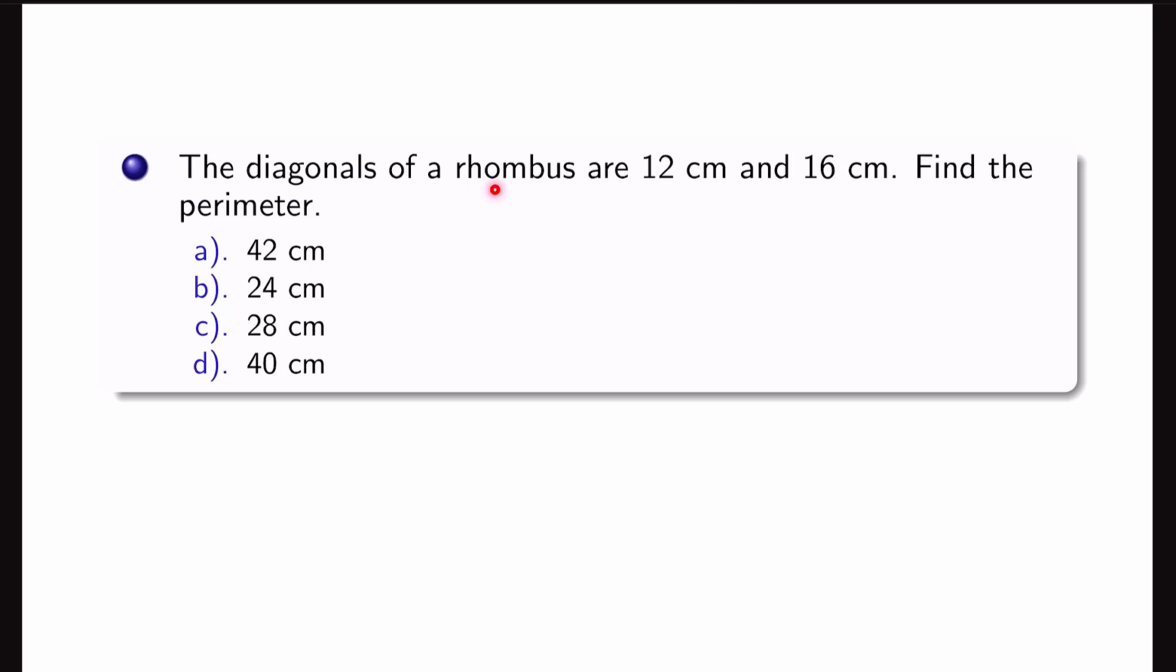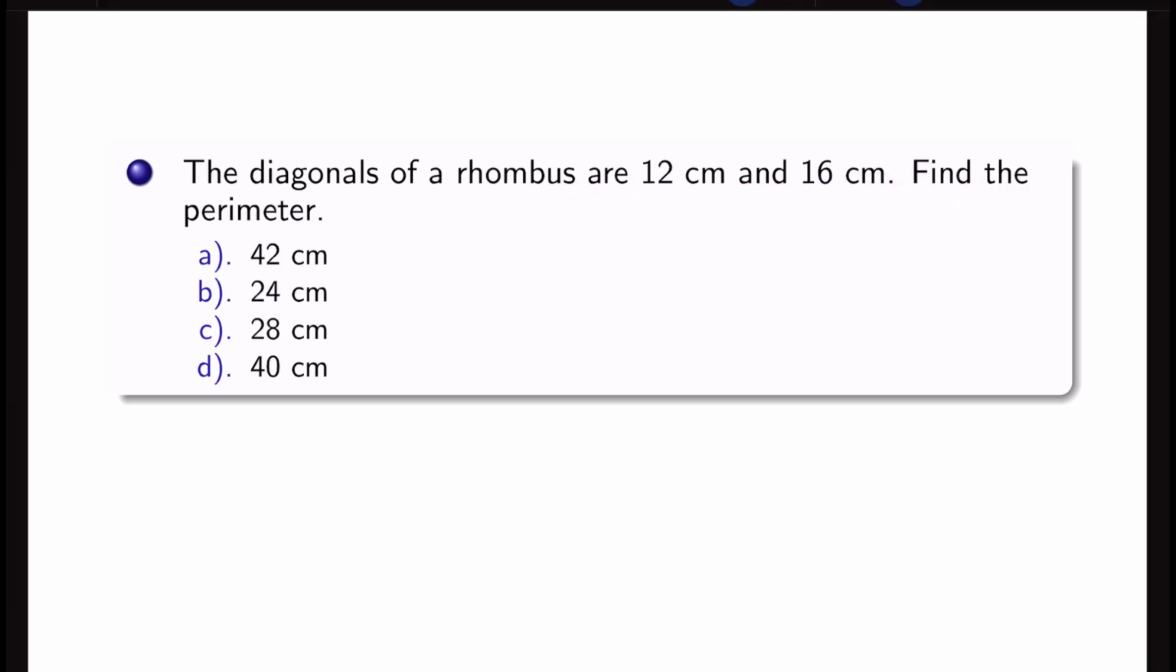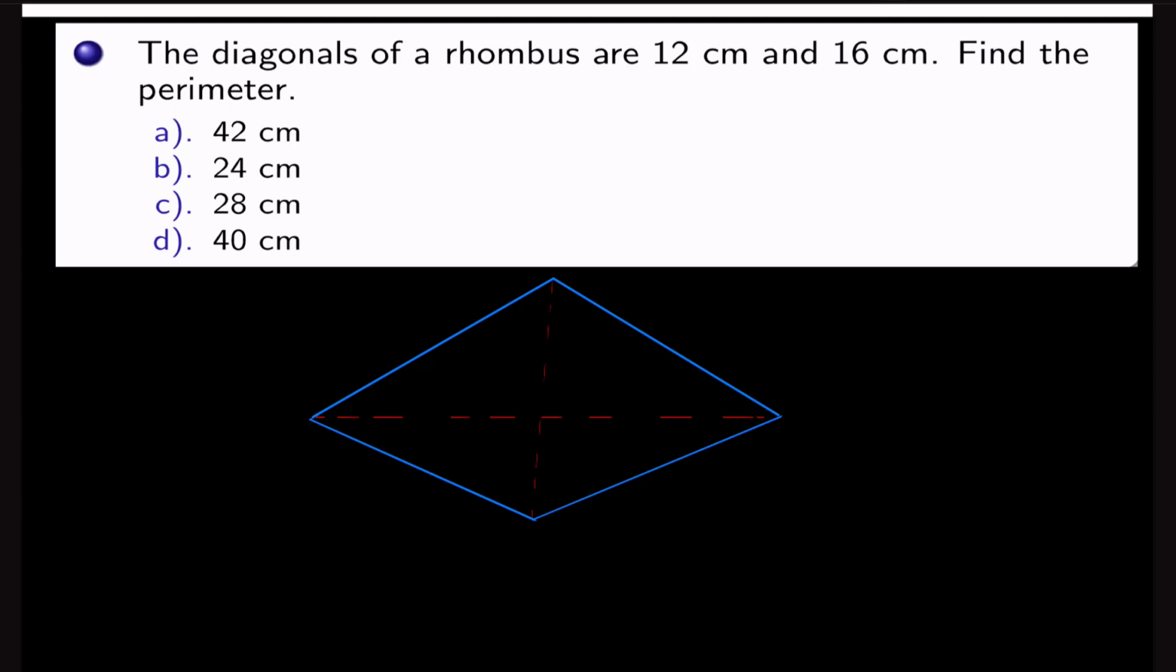The diagonals of a rhombus are 12 centimeters and 16 centimeters. Find the perimeter. From the question, we know that the diagonals are 12 centimeters and 16 centimeters. So the longest diagonal will be 16 centimeters, and so this distance is going to be 16 centimeters and the shortest one will be 12 centimeters.